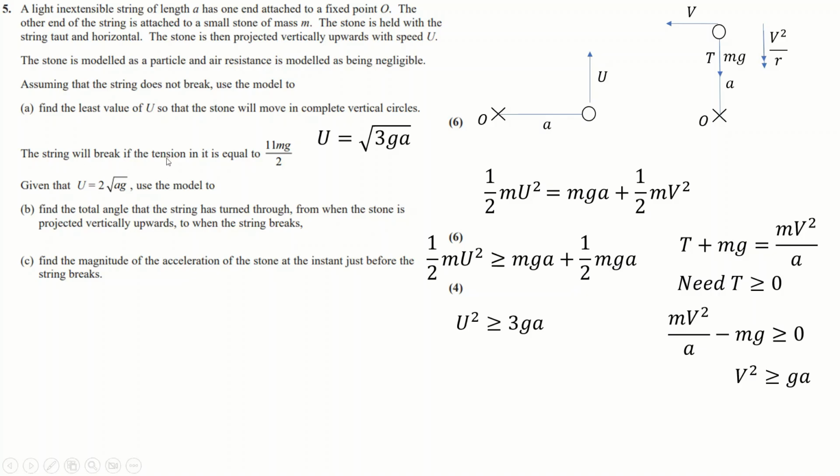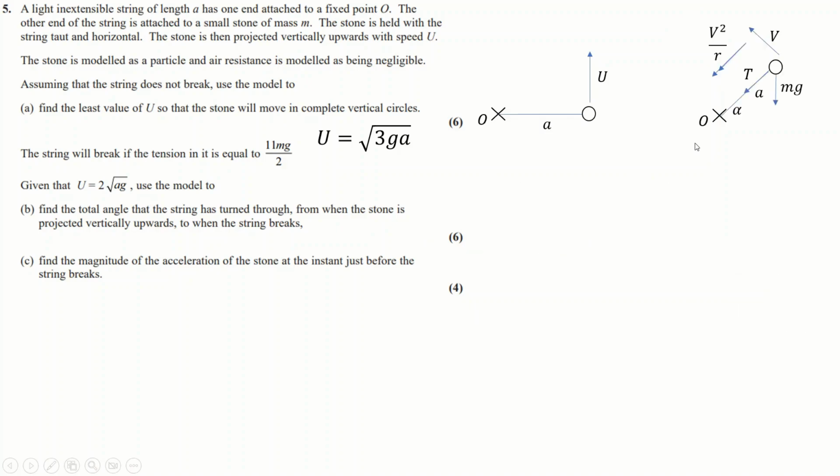Now, the string will break if the tension is equal to this, apparently. So, okay, apparently if you put too much tension in the string, it will just snap, like if you stretch an elastic band too far. So the string will break if this, given u is this now, so we're apparently being told u is this. Find the angle the string is turned through when the stone does break.